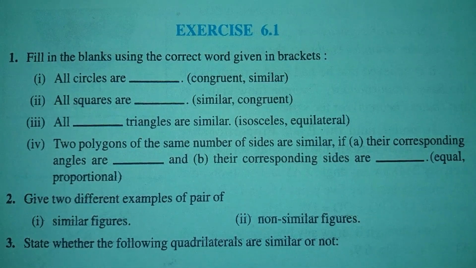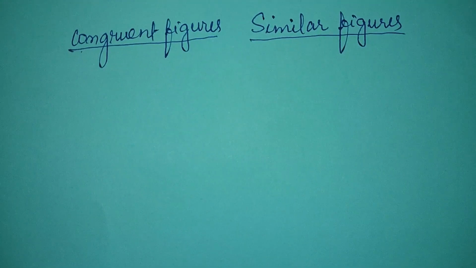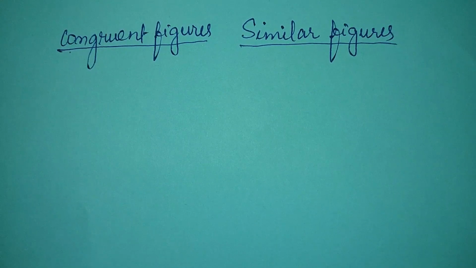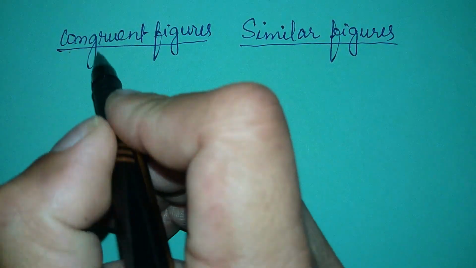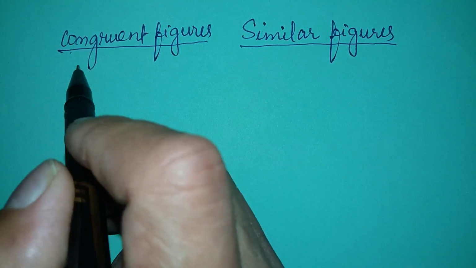In this video we're going to go through the basic concepts of this chapter, that is chapter 6, and we will see exercise 6.1, the first exercise. Now here we have congruent figures and similar figures. This congruency you have learned in class 7, 8 and 9.